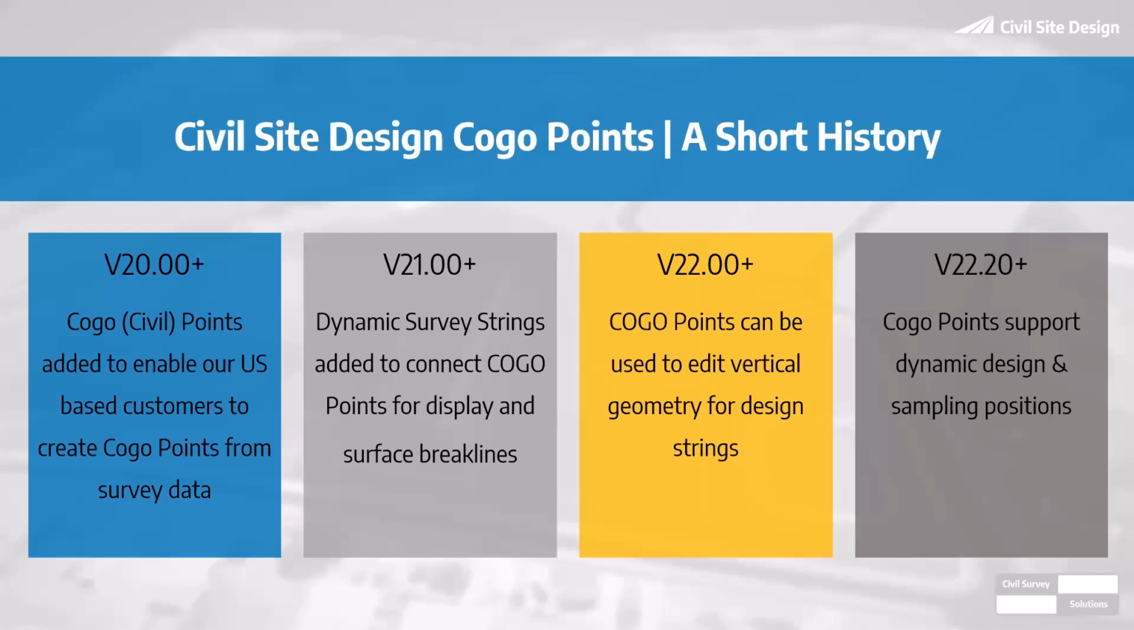However, in version 22, we added the option to actually enable people to have these Cogo Points displayed in the vertical grading editor through the auto profile form, which, by and large, wasn't particularly used, particularly as people weren't actually creating the Cogo Points.